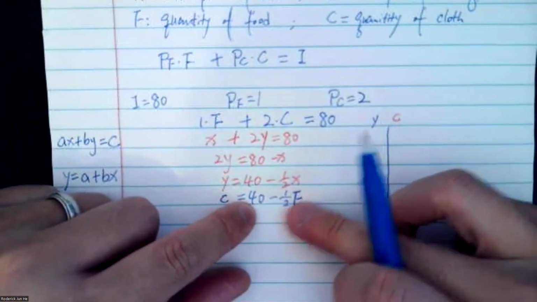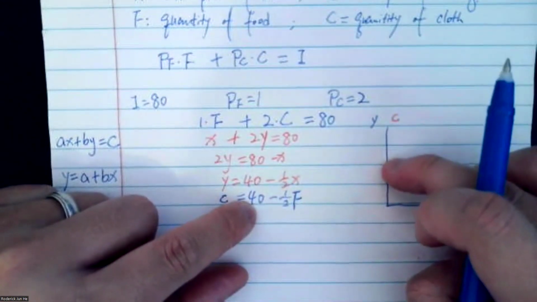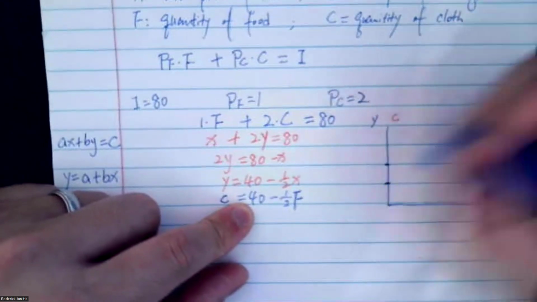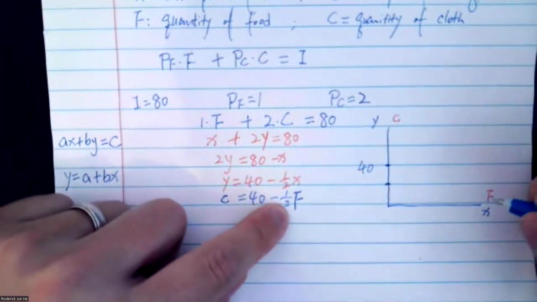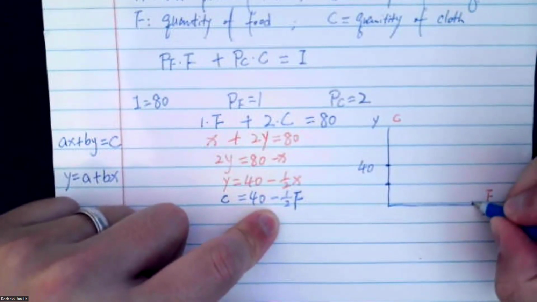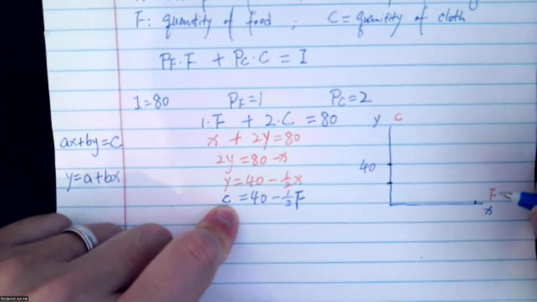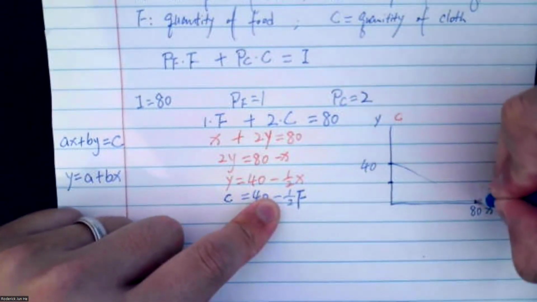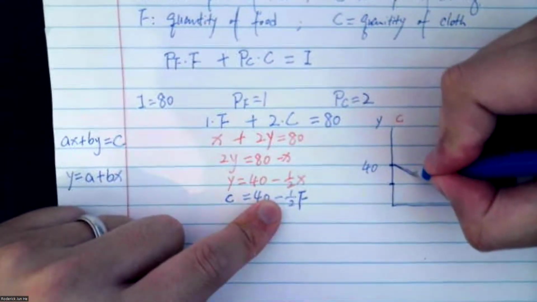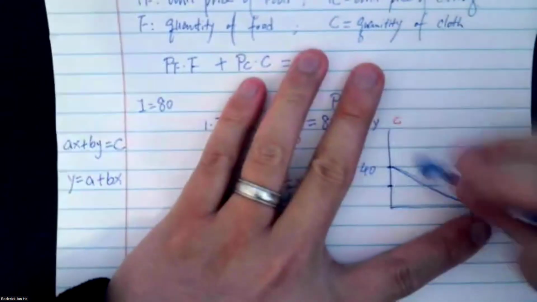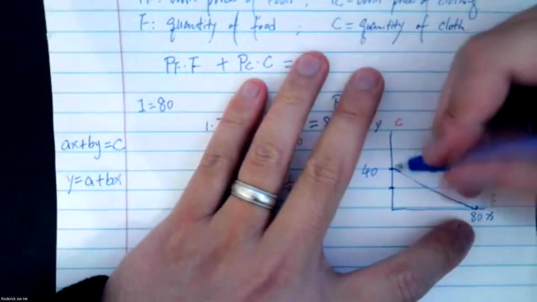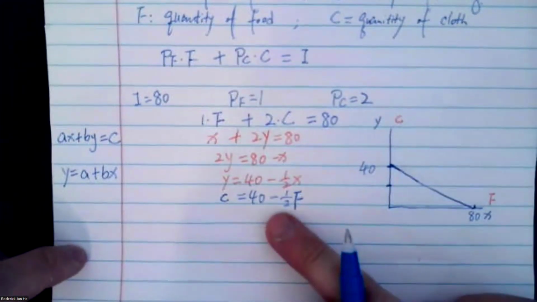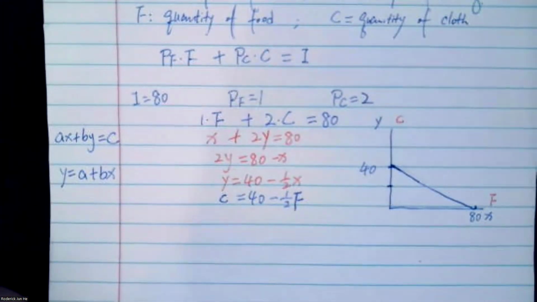Okay, so let's draw the line. Here it is a slope-intercept form, and this 40 is the y-intercept, right? So let's put it here, 40. The x-intercept is when C equals 0, and we can solve it. When F equals 80, C equals 0, and then we can draw it as a line here. So this line represents the original trade-off between the two.